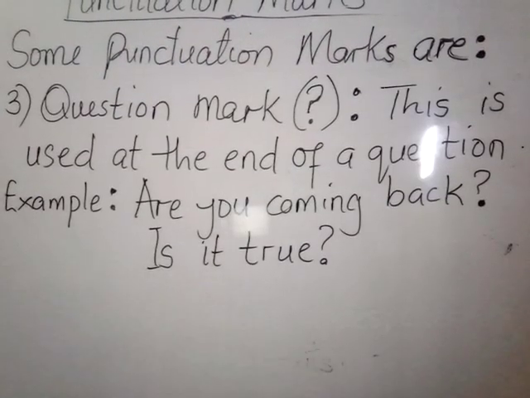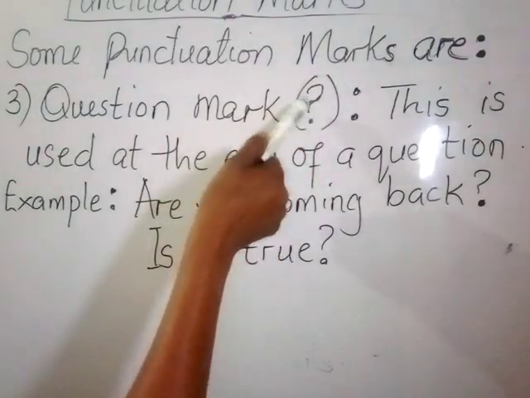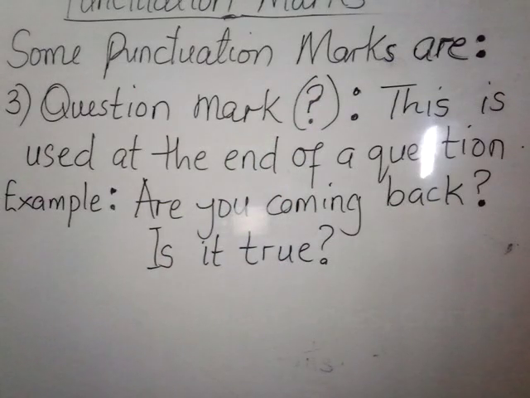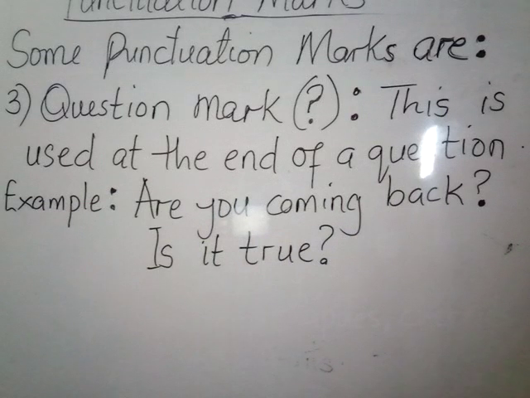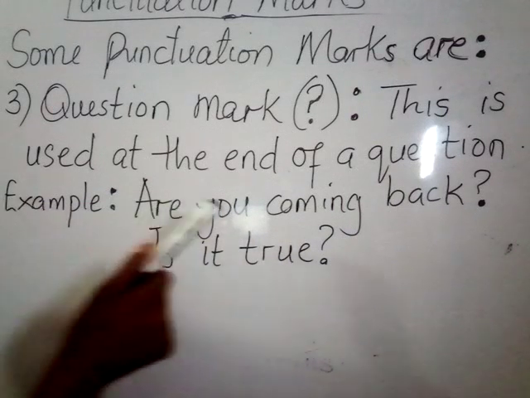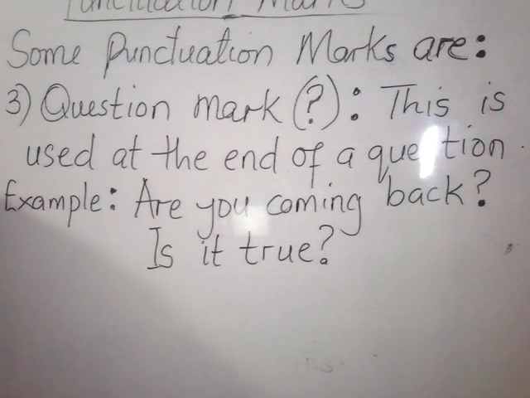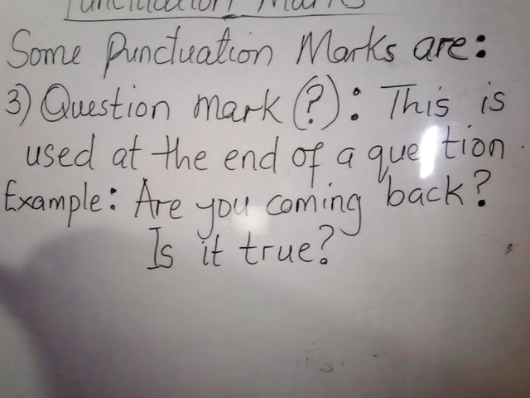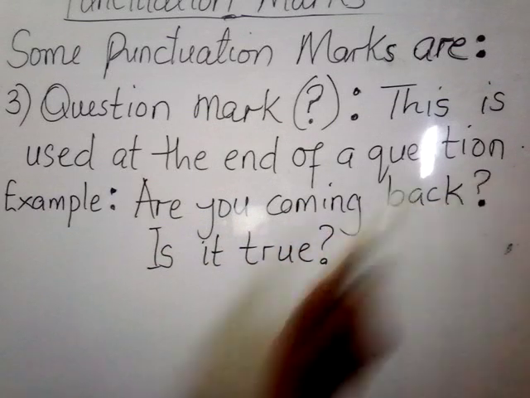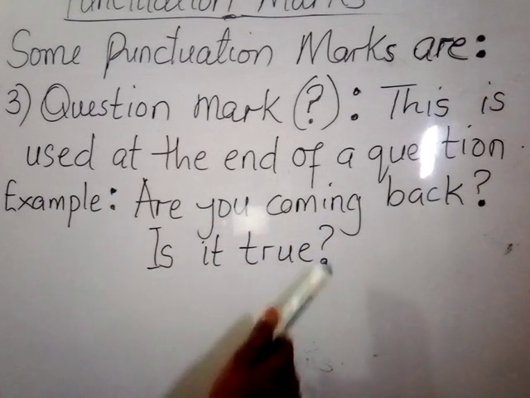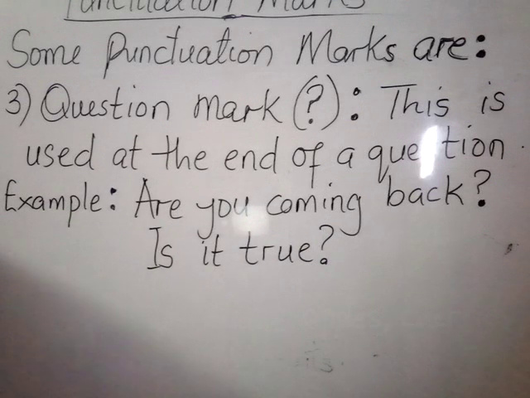The third example we're looking at is question mark. Question mark. And what is a question mark? This is the symbol. This is how it is represented. And question mark is used at the end of a question. When a question is asked, question mark follows. For example, are you coming back? That is a question. Okay? And a question is any statement that requires a response or an answer. So, are you coming back? That's the question mark at the end there. And the second one, is it true? That's also a question. So you see the question mark at the end.